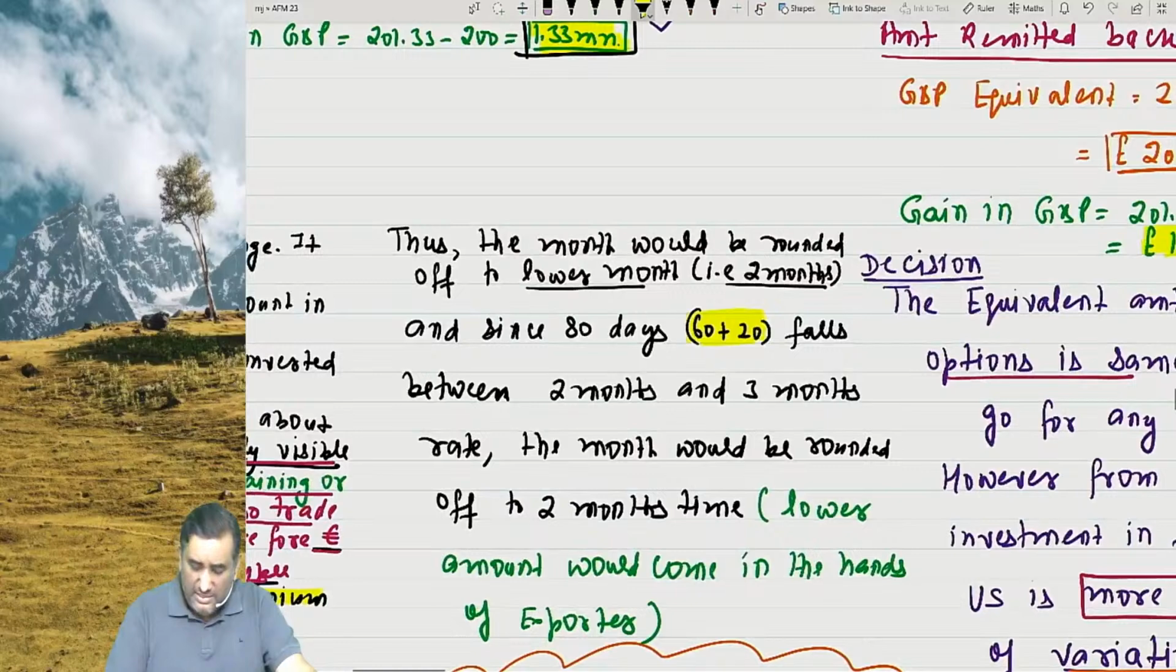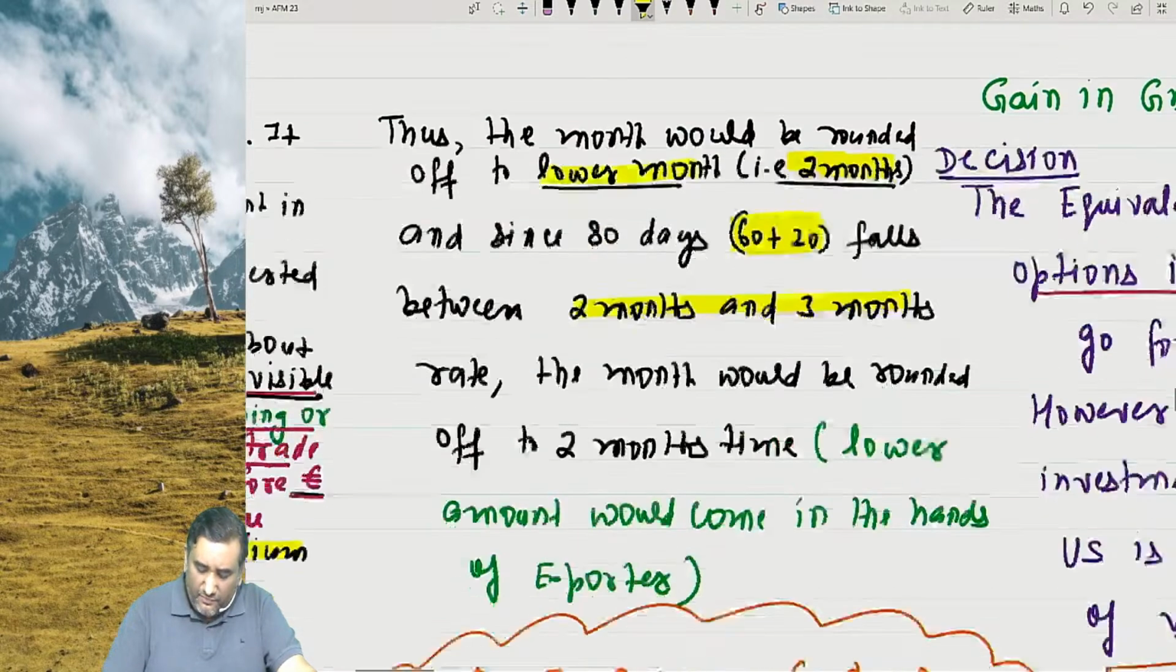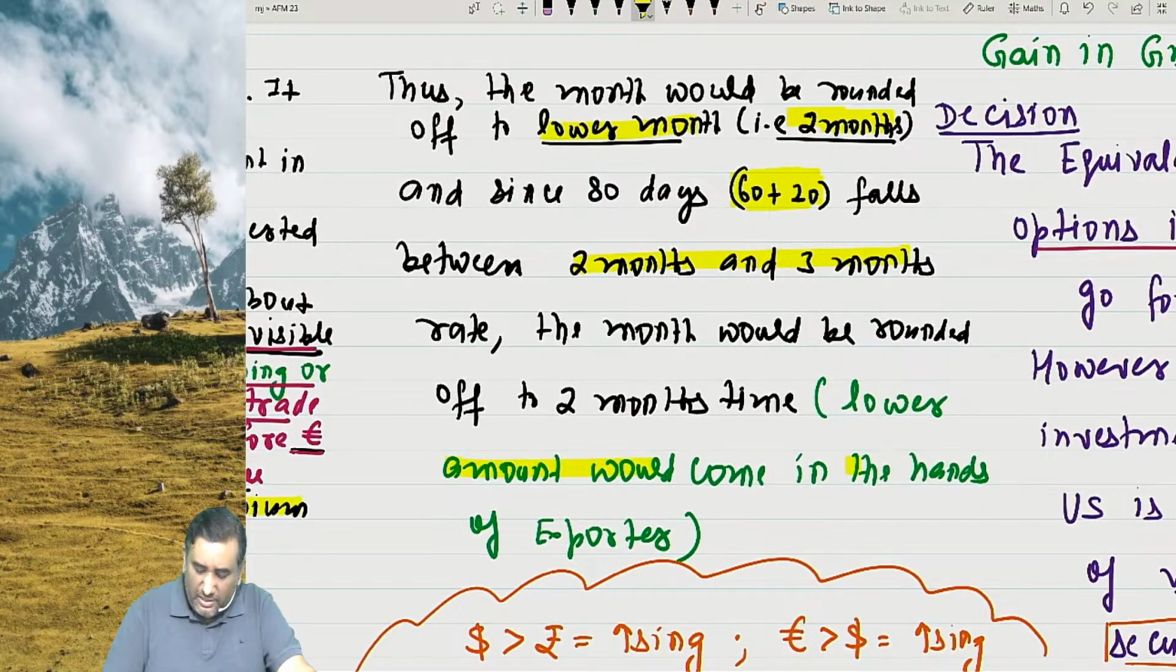This you don't have to write in the exam. I just wrote it for the purpose of understanding. So the month would be rounded off to the lower month, that is 2 months. And since 80 days falls between 2 and 3 months, we'll round off to 2 months. Lower amount would come in the hands of the exporter. If it had been delayed more, the higher amount would have come.